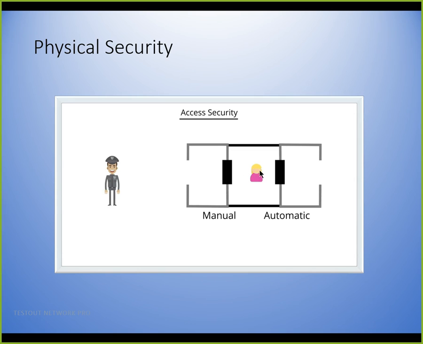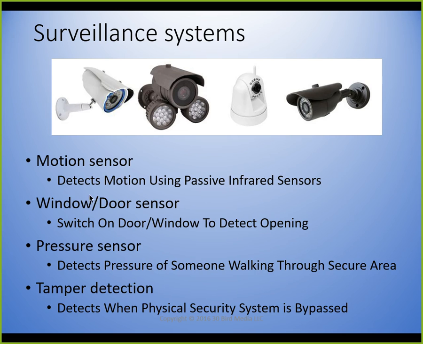So we trap them in here. Once they've been properly identified, we open the other side and let them out. The card readers here open the doors to get them in, open the doors to get them out when we do those things. Surveillance systems that we might use: motion detectors, window and door sensors to do those things.